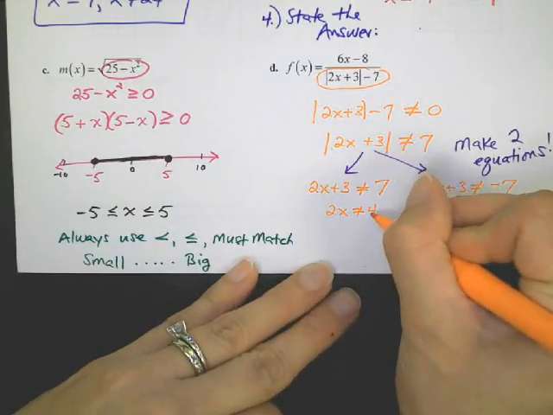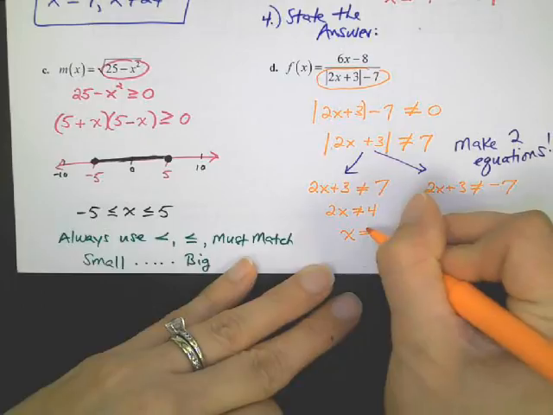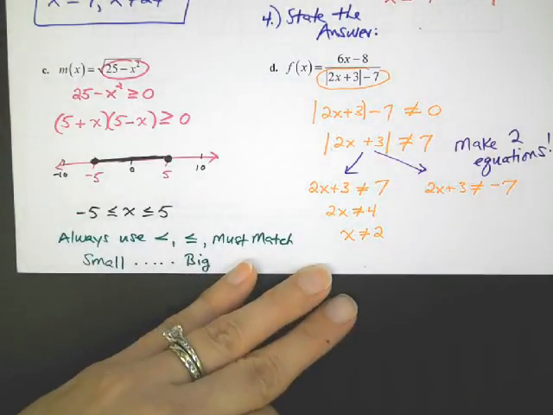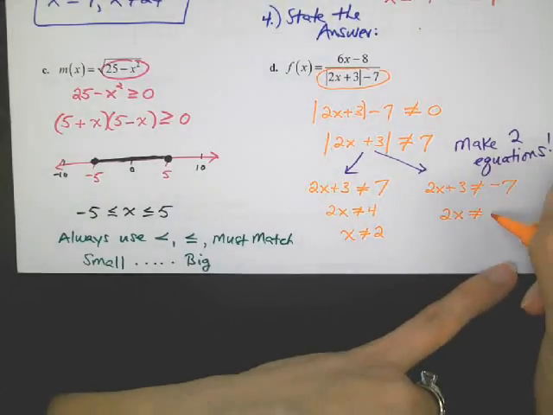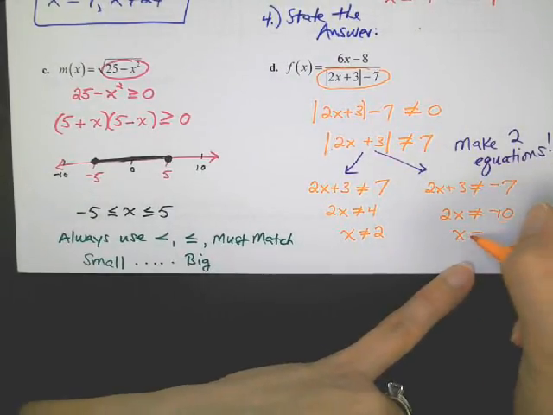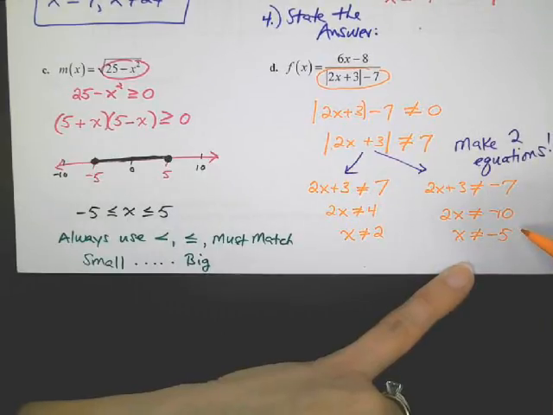Minus 3 minus 3 is a 4. Divide by 2. X cannot equal 2. All right, let's solve this one over here. Let's minus 3 minus 2, that's negative 10. X cannot equal negative 5.